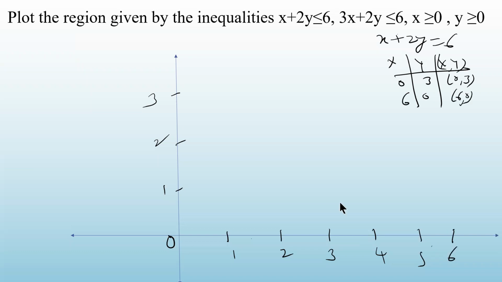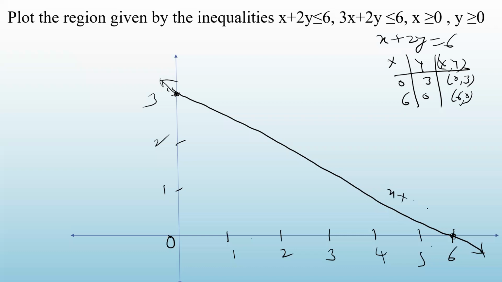So where is 0, 3? 0, 3 is this point. Correct, no? This is 0, 3. And what is the point 6, 0? It is here. Correct, no? Join them. Join these 2 points. This is the line. Which line is it? x plus 2y equal to 6. I want less than or equal to 6. So which portion will it be?